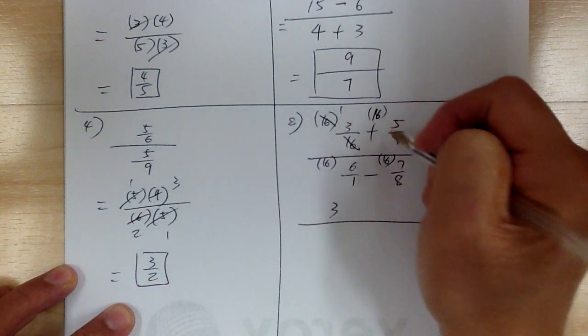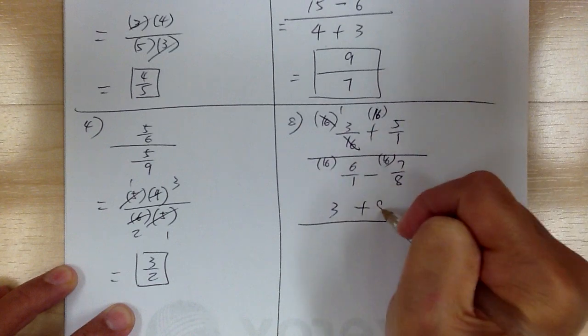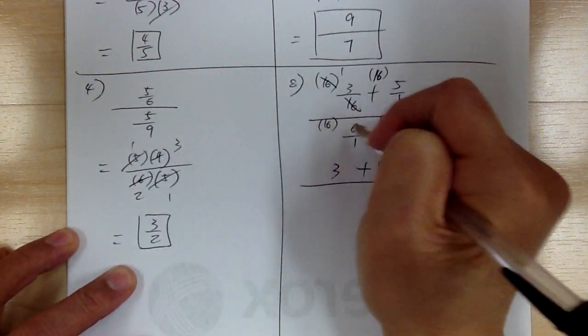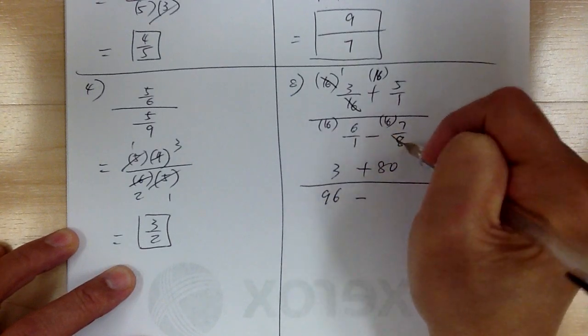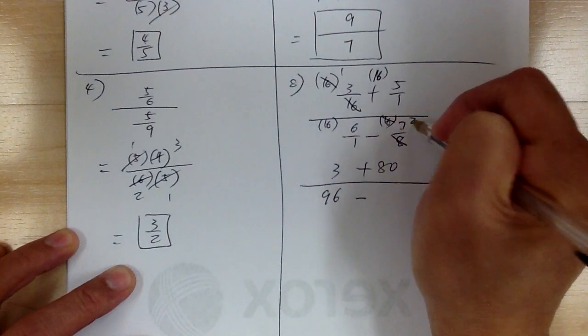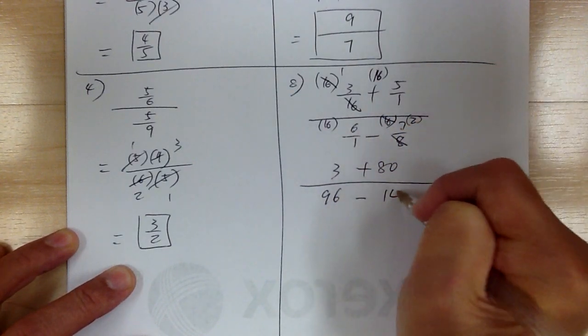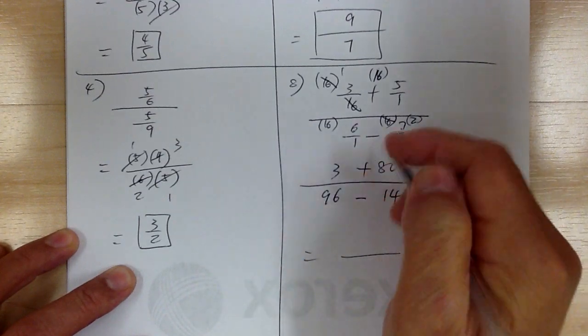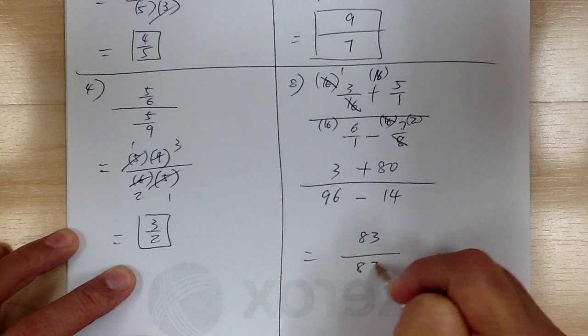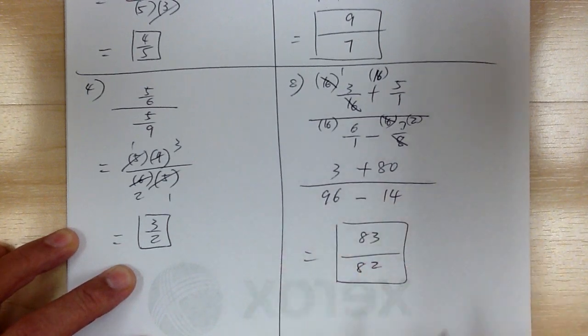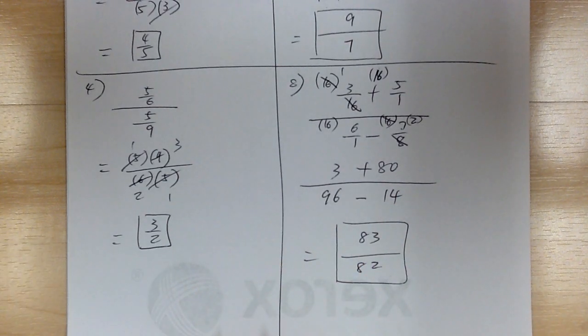This one does not cancel, so you just multiply, so you get 80. This one does not cancel, so multiply, you get 96. This one you cancel, so you get 7 times 2, you get 14. And from there, you go and work it out. So 3 plus 80 is 83. This one you get 82. And that's the answer for number 8. Okay, let's go to number 10.